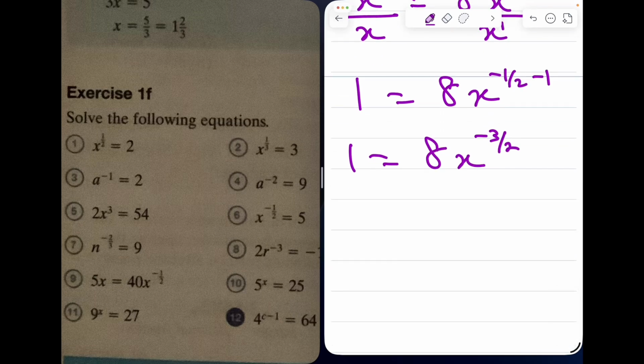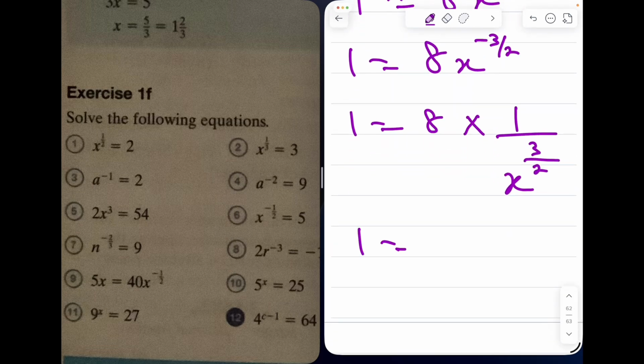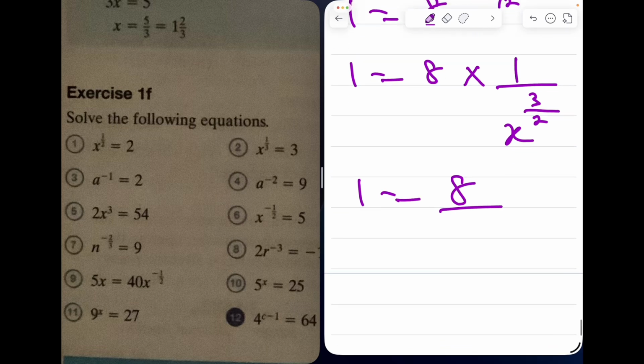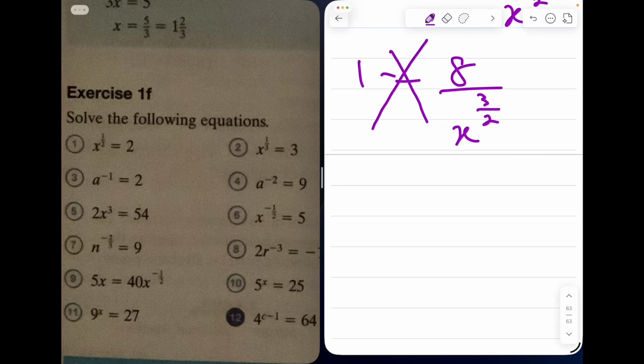Let me write that as 1 equals 8 times 1 over x raised to power 3 over 2. Yes, x raised to power 3 over 2, and that means 1 equals 8 over x raised to power 3 over 2. Now we can do cross multiplication. X raised to power 3 over 2 times 1 will mean x raised to power 3 over 2, and on the right hand side we'll have 8.